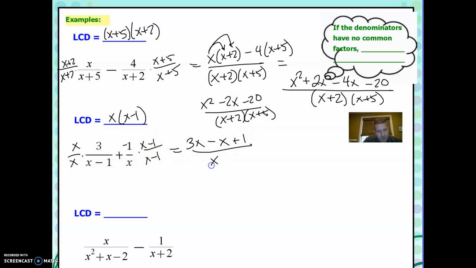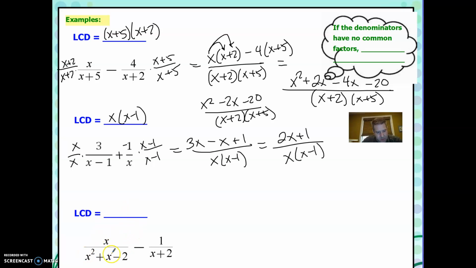And then at the bottom, we have x times x minus 1. And it looks like we can clean this up a little bit. So we have 3x minus x is 2x plus 1 over x times x minus 1. And it doesn't look like there's anything we can reduce here because there's no way we can factor this anymore.